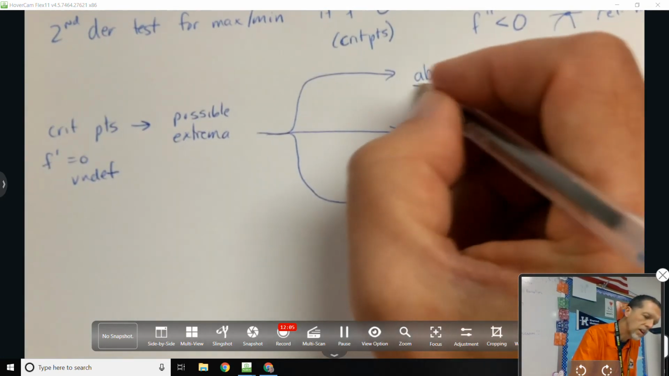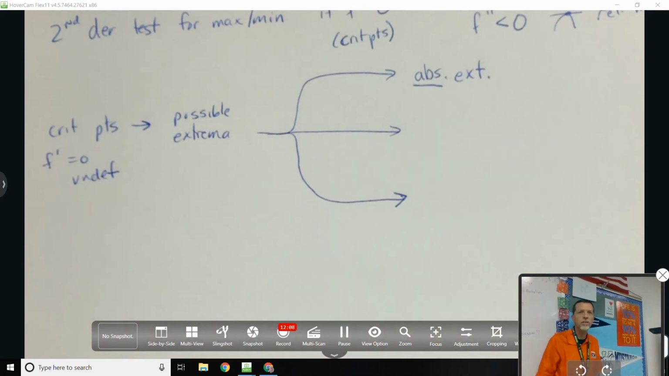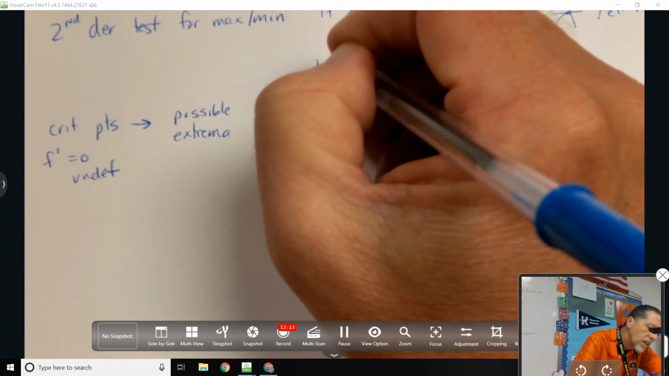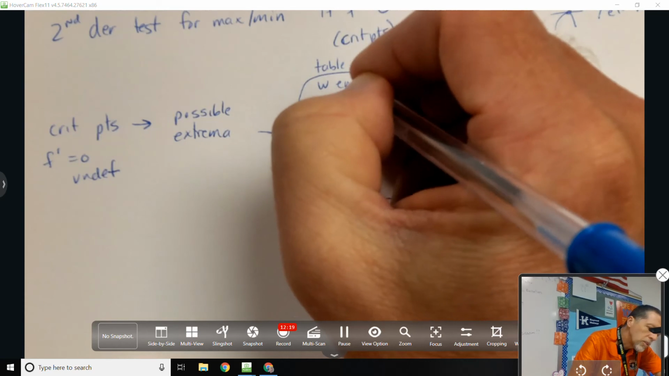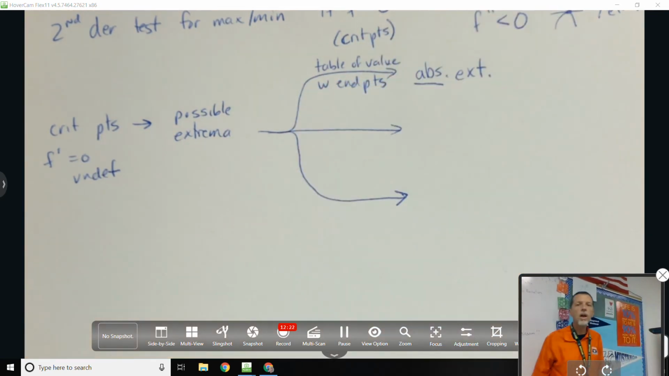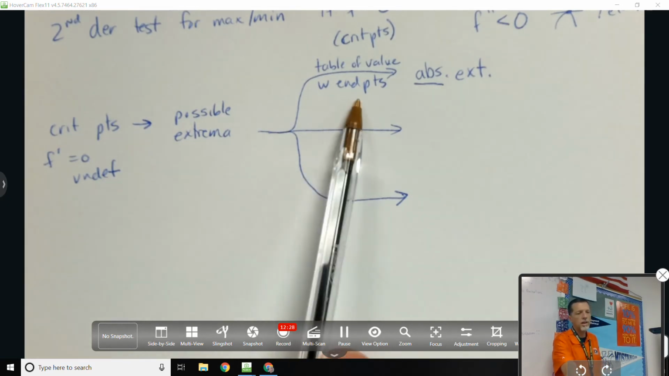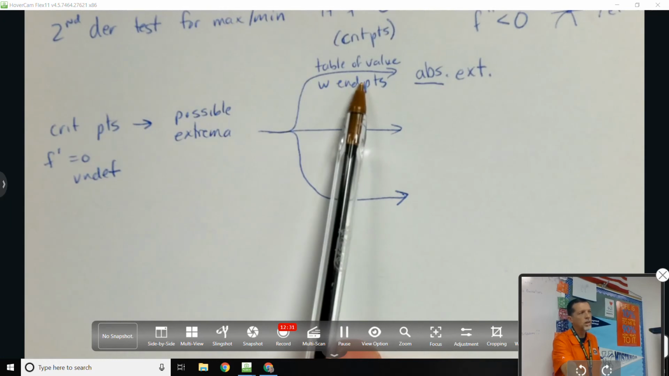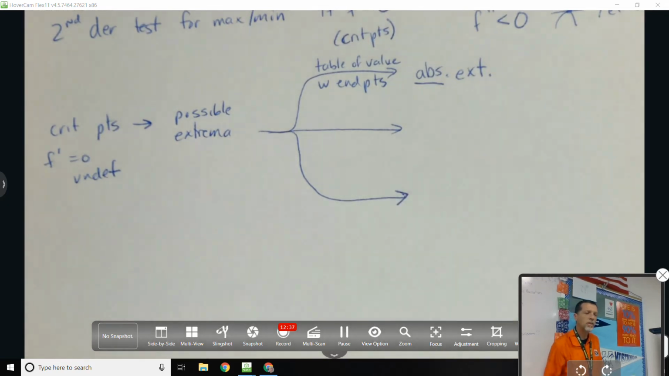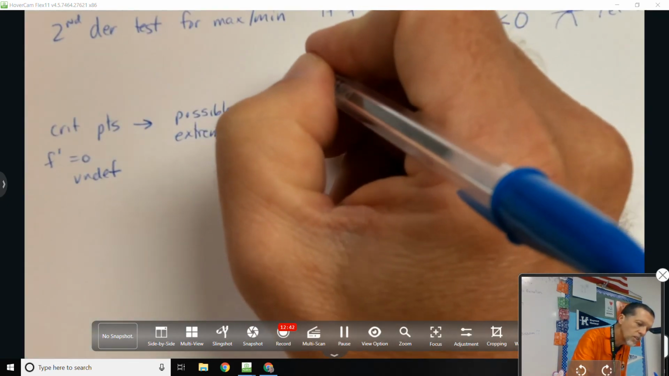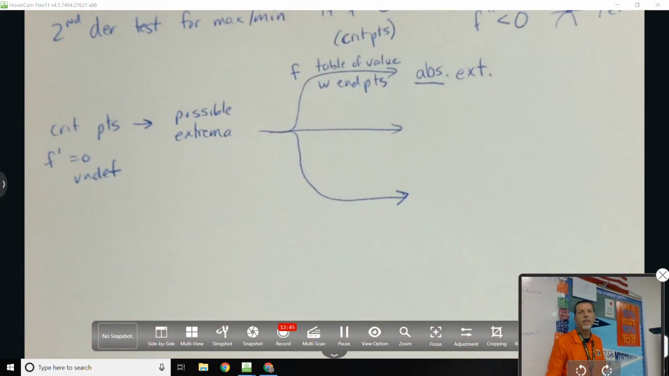Absolute extrema. So how do I test for absolute extrema? What do I do? Table of values. The critical points, but also with the endpoints. And I'm kind of running out of room here, but on that table, where do I put those different x values? Do I put them into f prime, or f double prime? F, because I just want to know who's the tallest and who's the shortest. So this is sort of the f path.